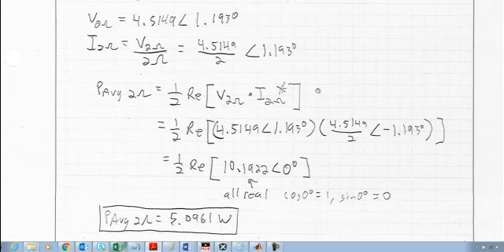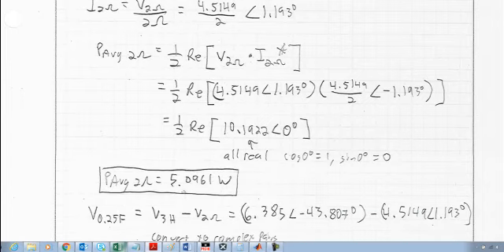Again, I just flip the sign on this angle, so I get 4.5149 divided by 2, phasor negative 1.193 degrees. When you multiply these together and add the angles together, you notice once again you get to 0 degrees. That means this is entirely real. You multiply these two together, you get 10.1922. That's all real. And so your average is just going to be 1/2 times 10.1922. So your average power delivered is 5.0961 watts.